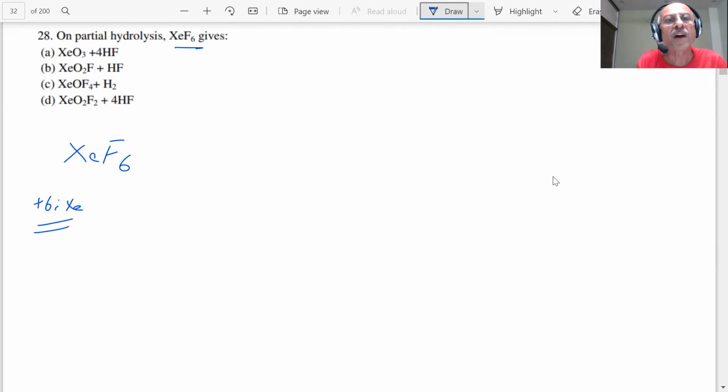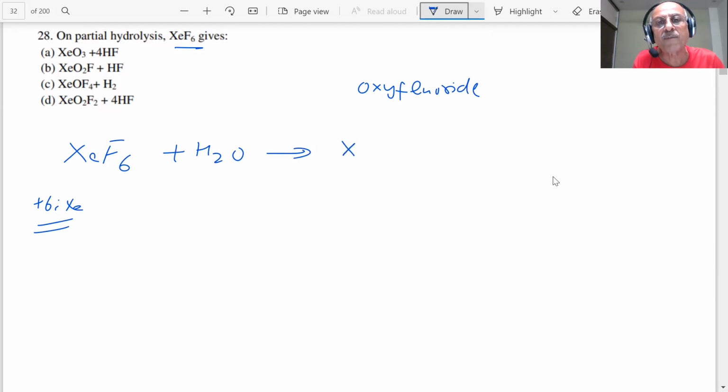So what will happen when xenon fluoride reacts with water? It can undergo hydrolysis, and you should know already this is a very important reaction. Then what they form is oxyfluorides. Oxygen and fluorine compounds are formed here. For example, this Xe is in +6 oxidation state. So what you can get is XeOF4, and hydrogen fluoride is formed in all the cases. So this will be 2HF.